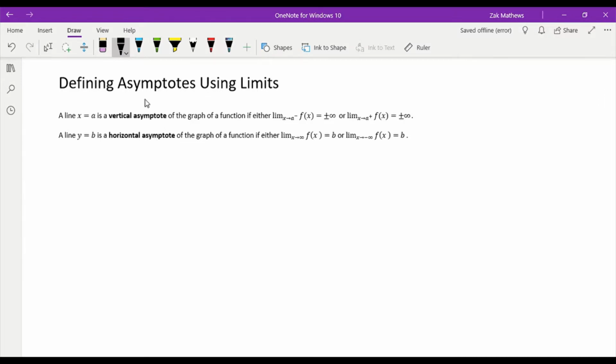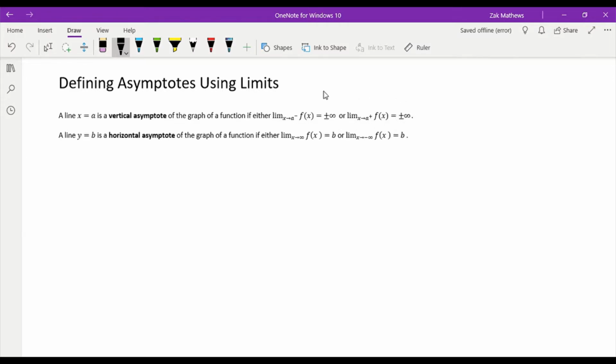Now, if your teacher was doing a good job back in pre-calculus, they probably told you that an asymptote was a limit, and that's exactly what it is. And to define this very formally, a line x is equal to a is a vertical asymptote of a graph if either statement is true of the function: the limit as x goes to a from the left is equal to plus or minus infinity, or if x is going to a from the right, that limit is equal to plus or minus infinity.